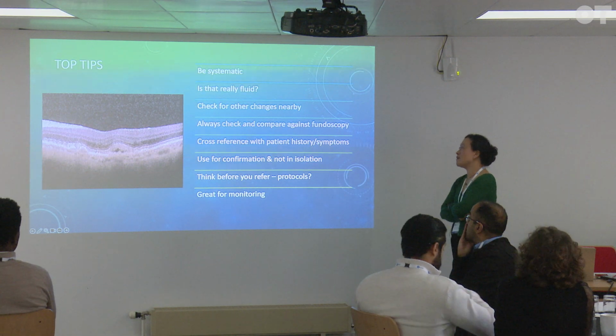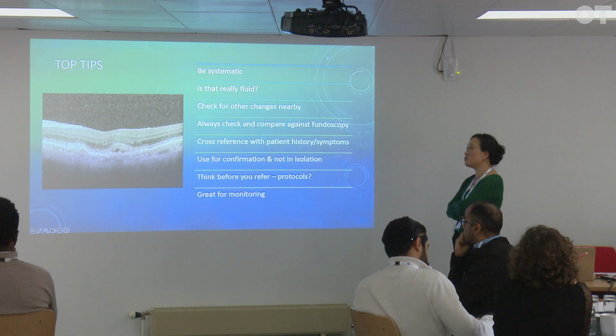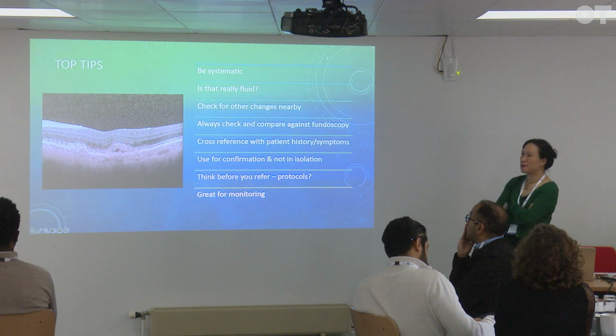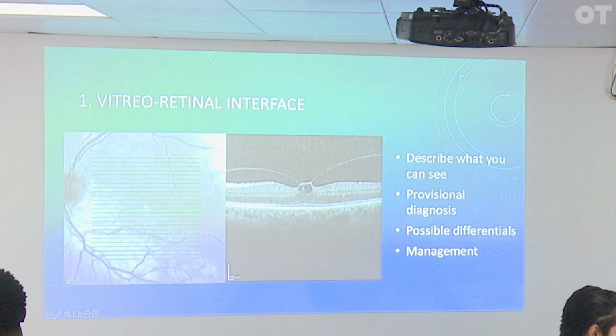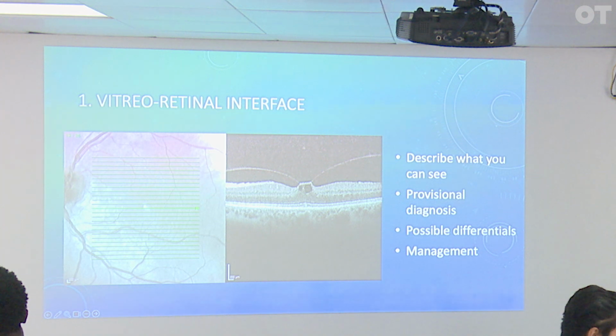For OCT, try and be systematic. It is tempting to jump to conclusions, but if you do that, you might come to the wrong conclusion, or you might miss something else that's coexisting. If you see a dark space, is it really fluid or is it not? And therefore you do need to look at the structures around it, above and below and to the side, and always check it and compare it against your fundoscopy findings.